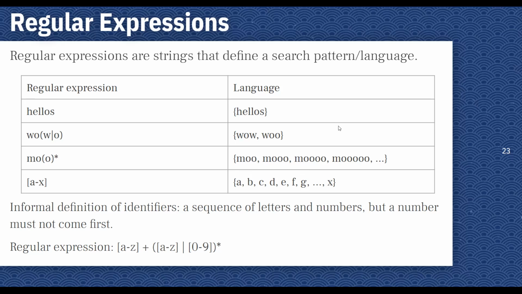Okay, so now that we know what regular expressions are, let's informally define identifiers like variable names as a sequence of letters and numbers, but a number must not come first. And this is true for most programming languages. So it turns out that this informal definition maps to this regular expression, A through Z plus either a character in this range or a number in this range, repeated as many times as we want.